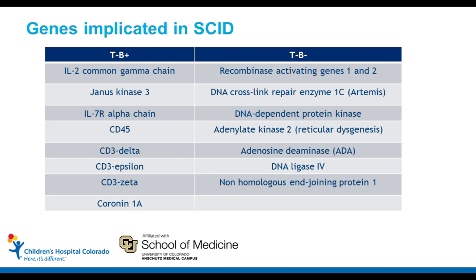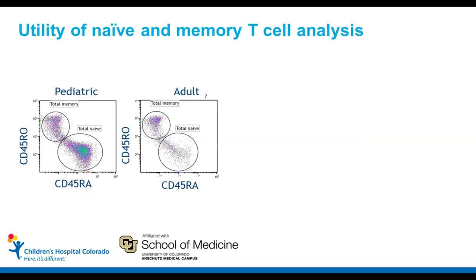So some of the genes that are involved here, the T minus, B plus SCID, as you can see, many of these genes are related to T cell specific molecules or proteins. For instance, the CD3 delta, epsilon, and zeta are all involved with the CD3 glycoprotein that is specific to T cells. T minus, B minus SCID, the genes involved here are more broadly involved in the development of these lymphoid cells, and so their effect is broader on both categories of T and B cells.